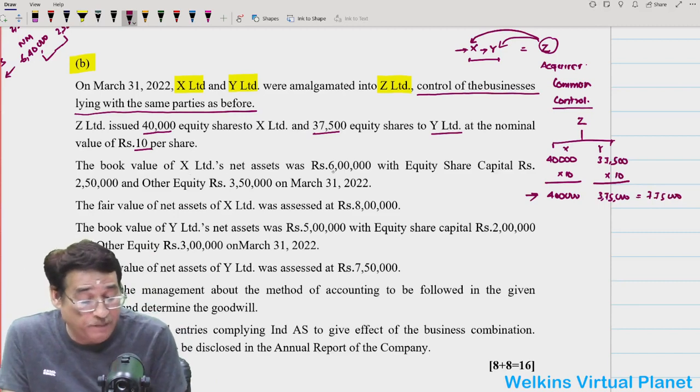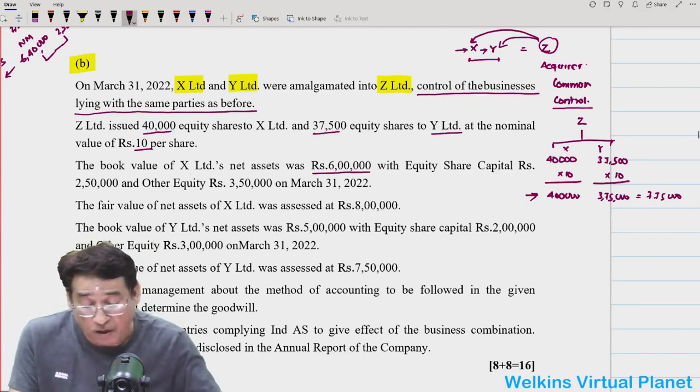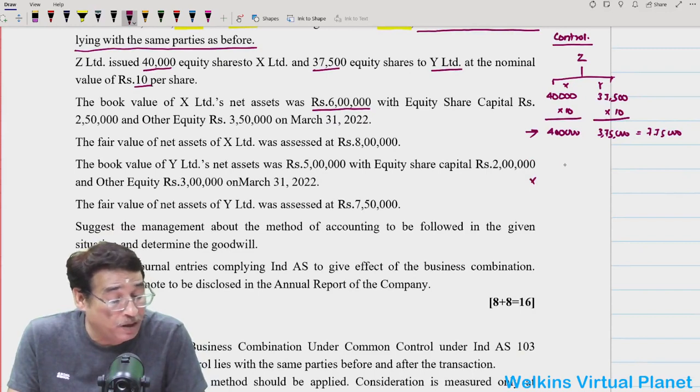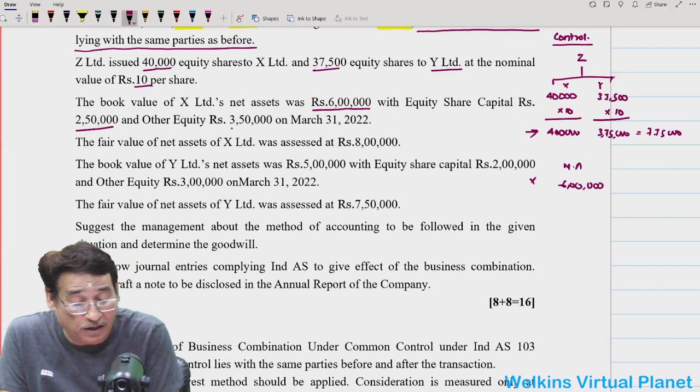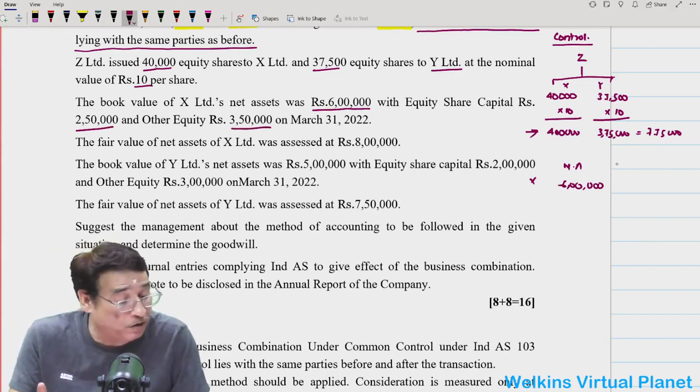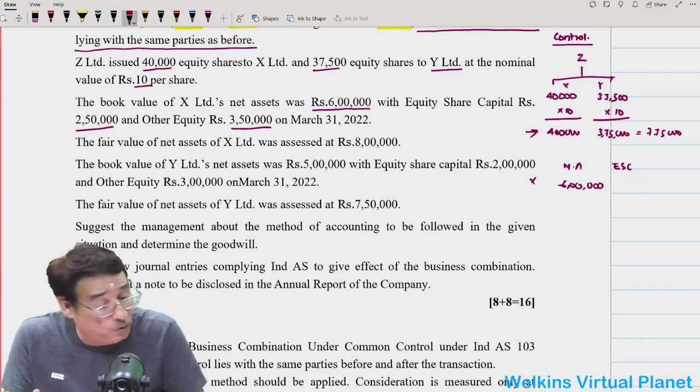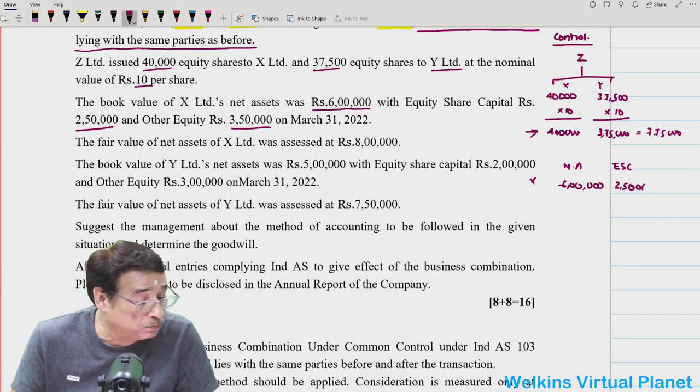The book value of X Limited's net assets was 6 lakh. As far as X Limited is concerned, it has net assets worth rupees 6 lakhs, and its equity share capital is 2,50,000 and other equity is 3,50,000. So I'm going to write here 2,50,000. It is also given that other equity, as you know, profit and loss account, general reserve, etc., is 3,50,000. This is the situation in this particular case.